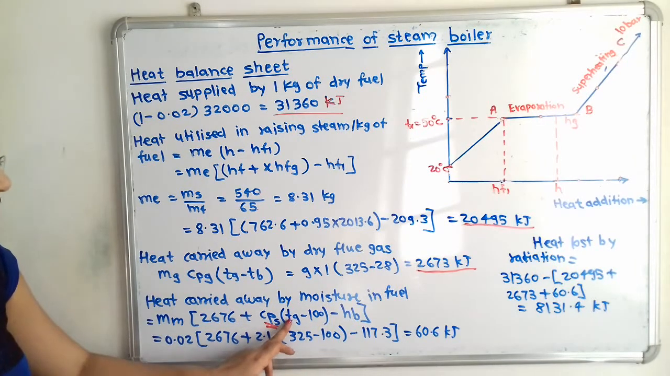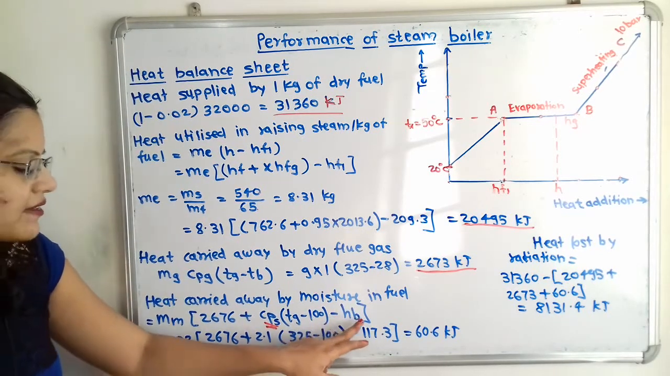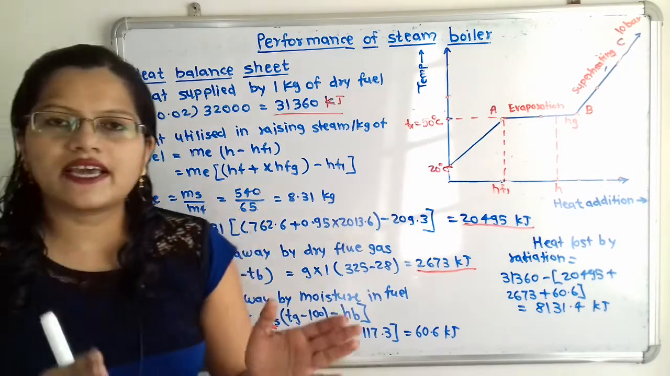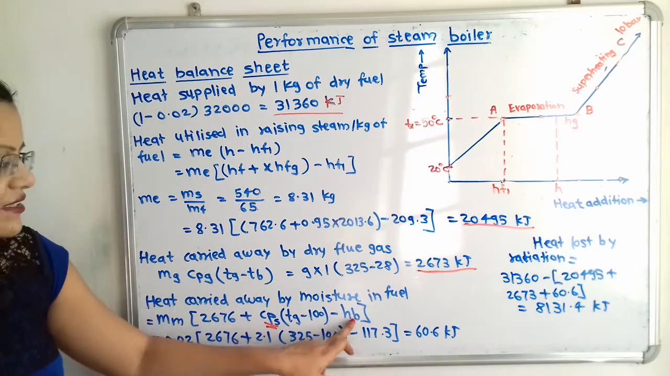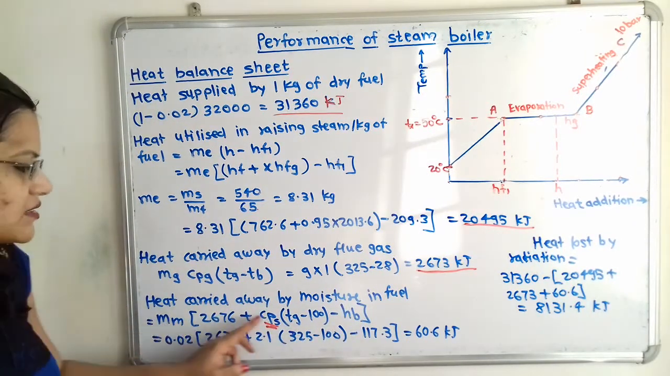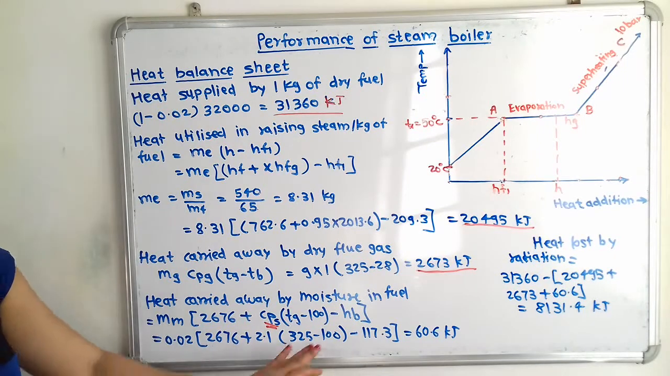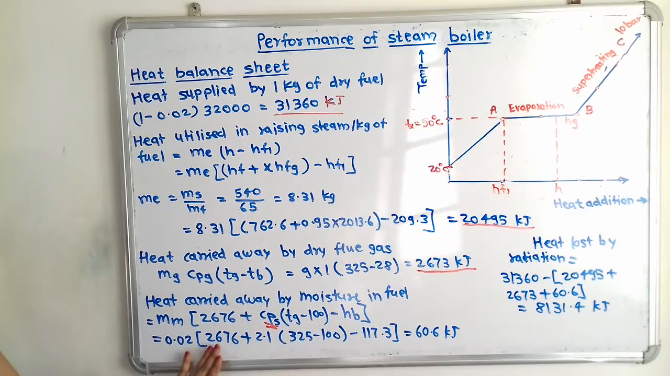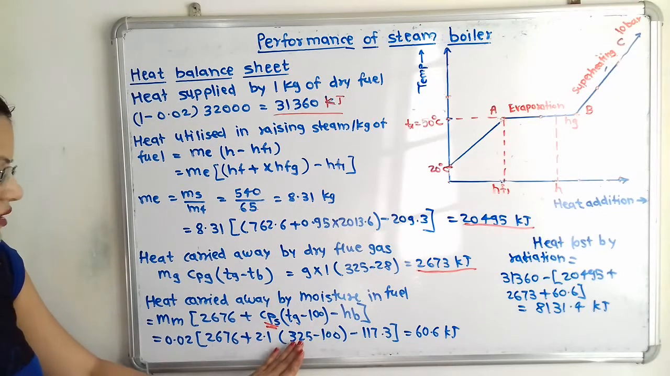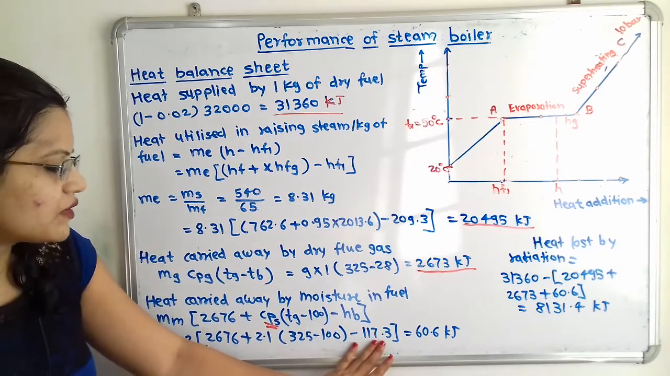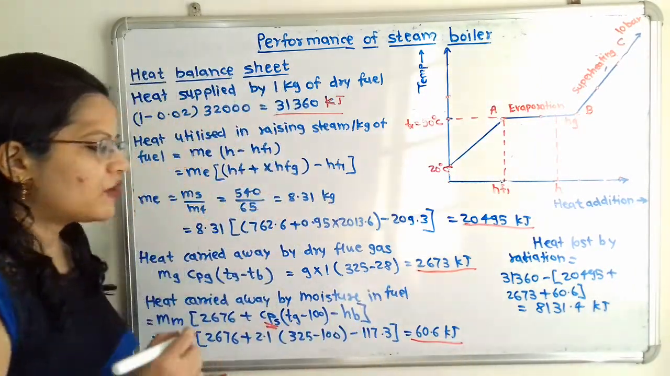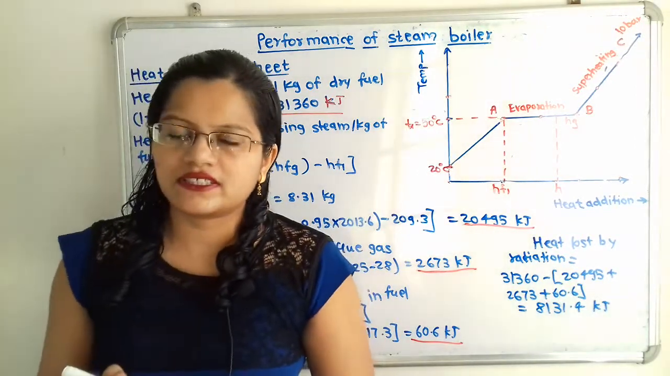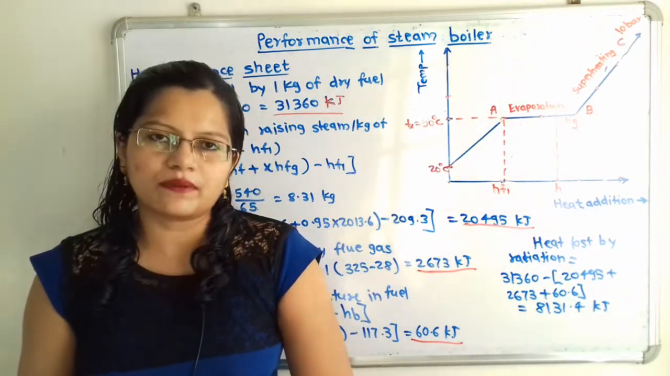In the bracket we have to take Tg minus 100. So Tg, that is the temperature of flue gas, minus 100 minus Hb. So what is this Hb? That is the enthalpy due to the boiler room temperature. So enthalpy at 28 degrees Celsius, that we have to write here. So this is the formula, and this formula is important. Now we will put the value 0.02 in the bracket 2676 plus 2.1, 325 minus 100 minus 117.3, which is equal to 60.6 kilojoule.